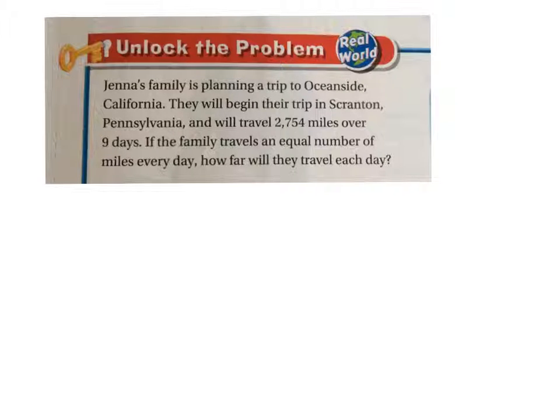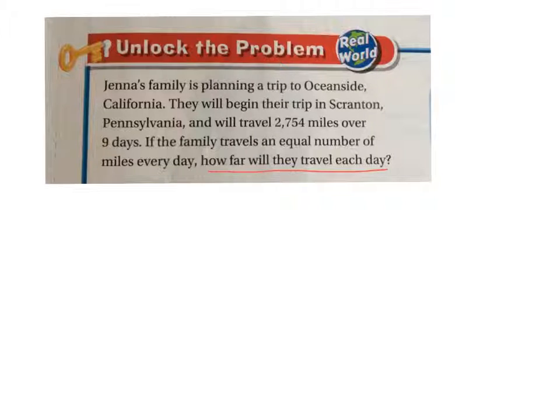So first, of course, the very first thing we need to do after reading a word problem is ask ourselves, step 1, what is the problem asking? What is the problem asking? Adam? How many miles did they drive each day? Good. We know that the problem is asking us how many miles did this family travel each day?